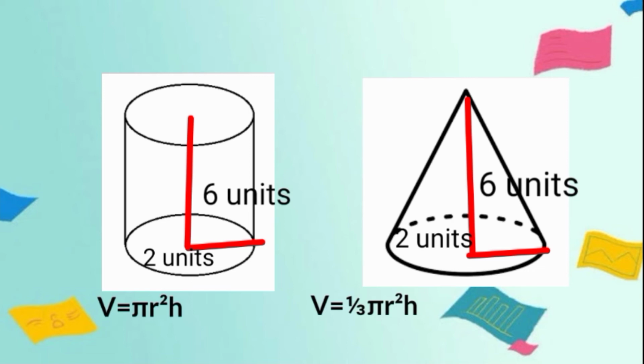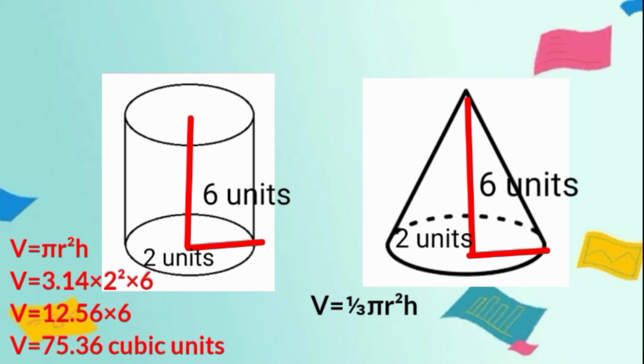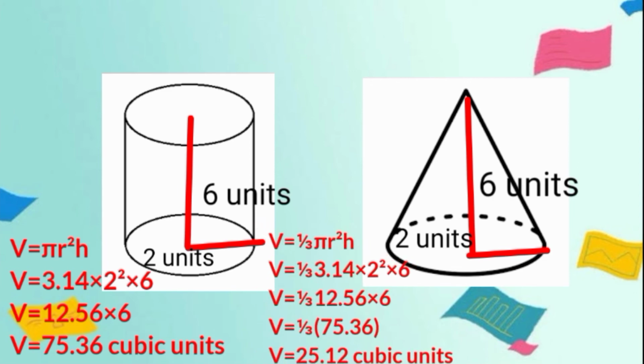So as you can see, the answer in finding the volume of the cylinder here is 75.36 cubic units, where the volume of the cone here is 25.12 cubic units. So therefore, if you observe these two, the answer for the volume of the cone is 1/3 of the volume of the cylinder.